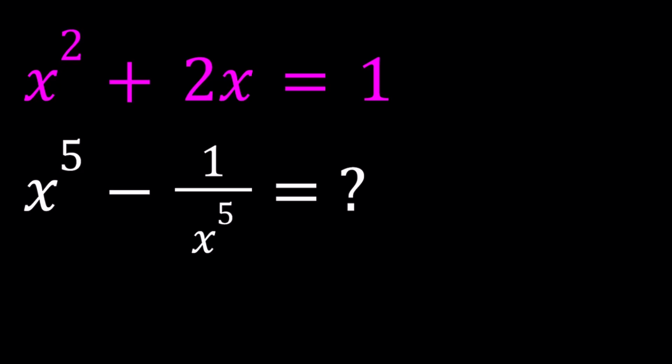Hello everyone. In this video, we're going to be evaluating a rational expression given x squared plus 2x equals 1. So we're given that x squared plus 2x is equal to 1, and we're supposed to evaluate x to the 5th power minus 1 over x to the 5th power.